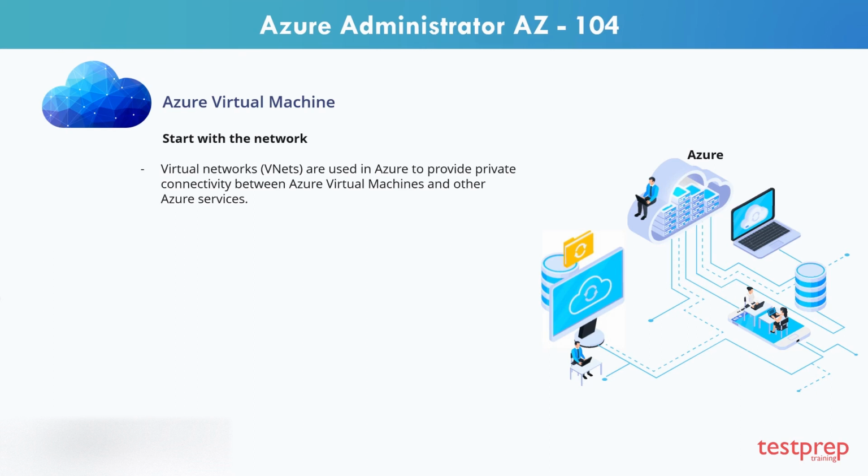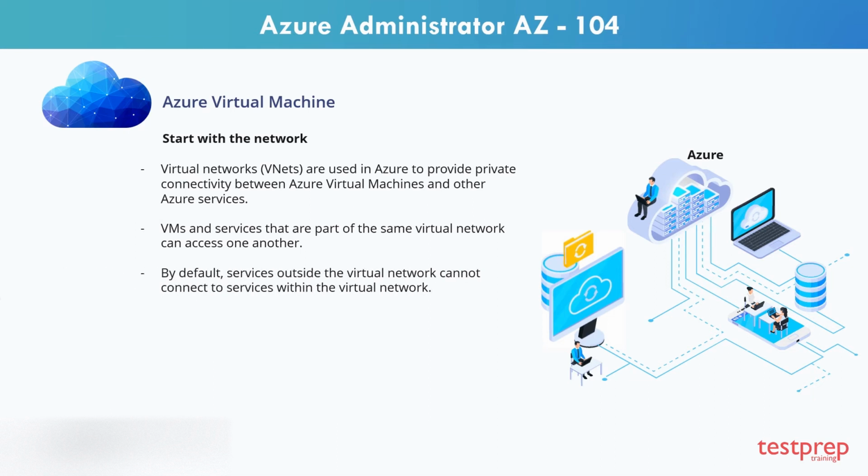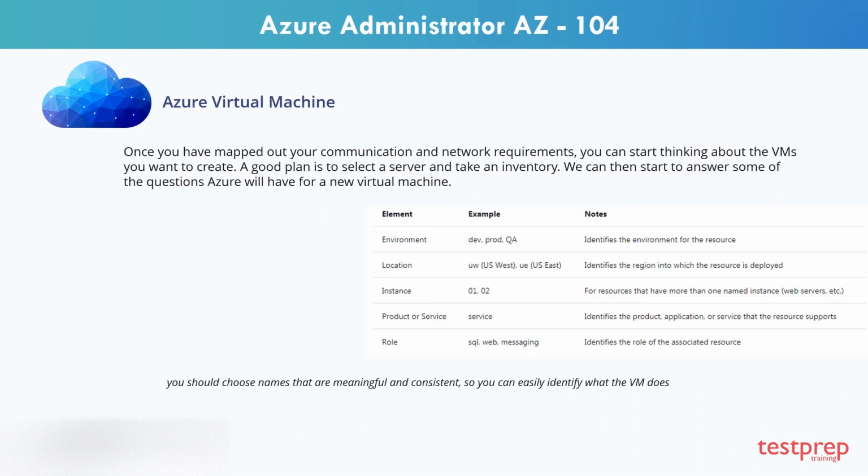Virtual networks are used in Azure to provide private connectivity between Azure virtual machines and other Azure services. VMs and services that are part of the same virtual network can access one another. By default, services outside the virtual network cannot connect to services within the virtual network. You can, however, configure the network to allow access to the external service, including your on-premises servers. Once you have mapped out your communication and network requirements, you can start thinking about the VMs you want to create.